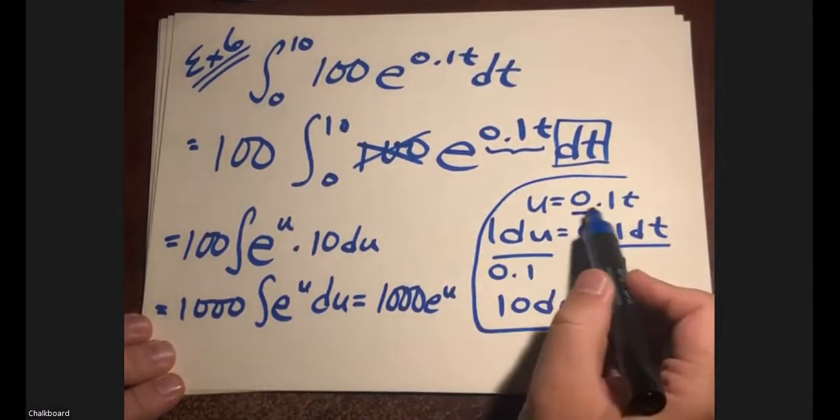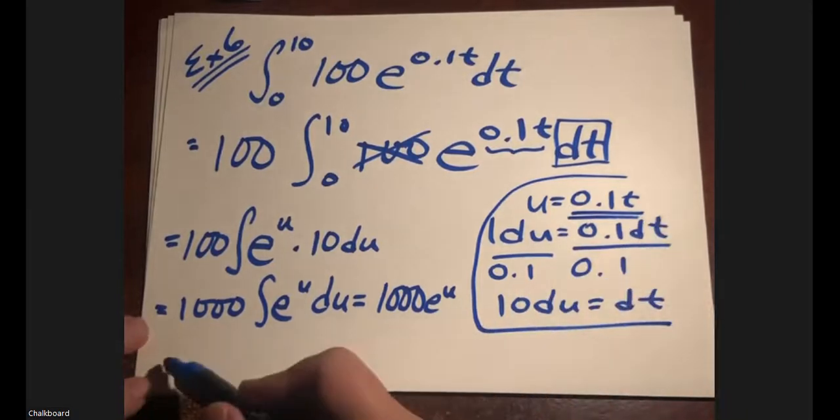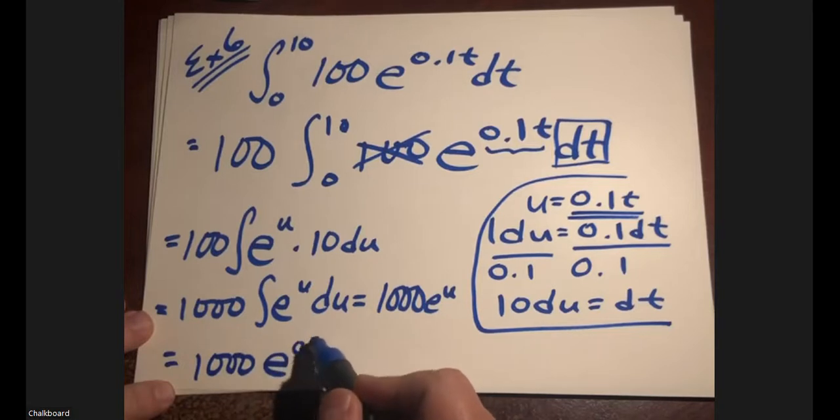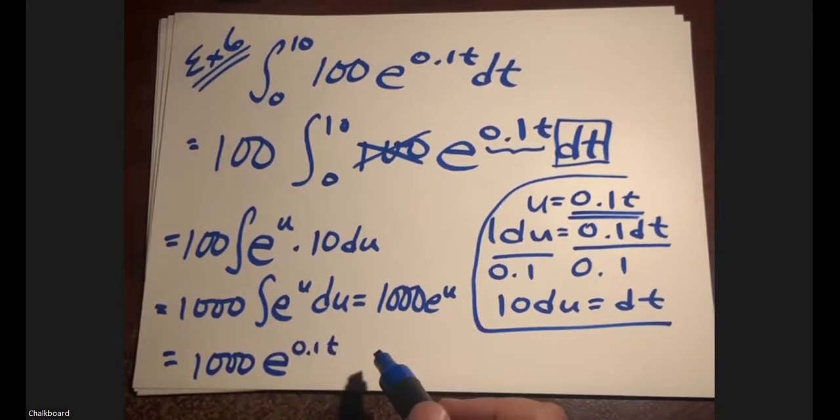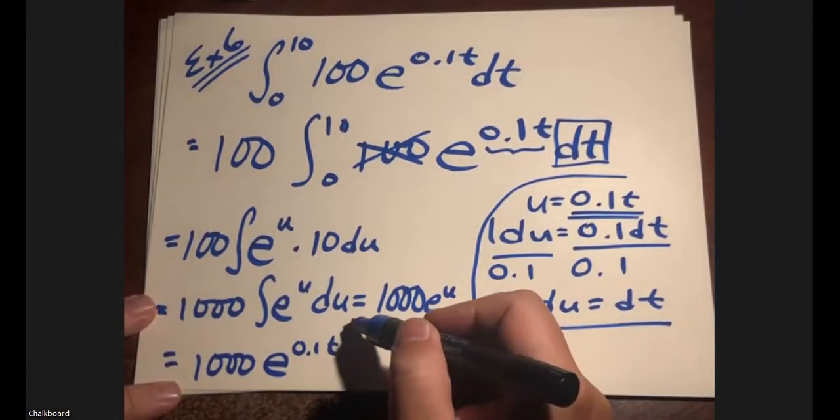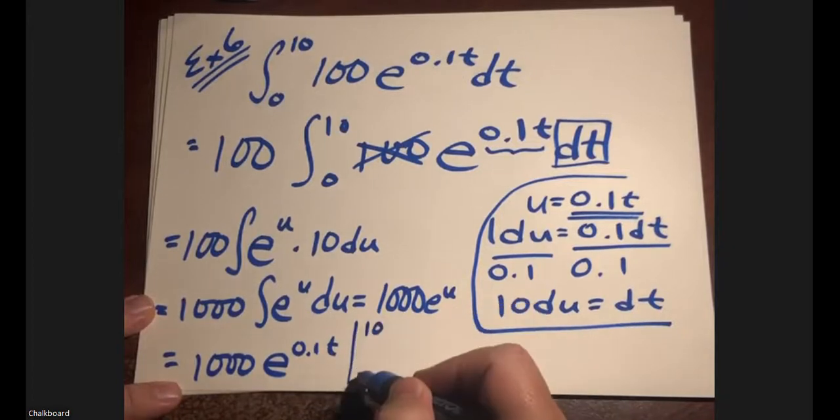Last but not least, u is the expression 0.1t. So this has now just become 1,000 e to the 0.1t. That's your solution for the integral. But now we have to use the fundamental theorem of calculus and evaluate it at the limits 10 and 0.